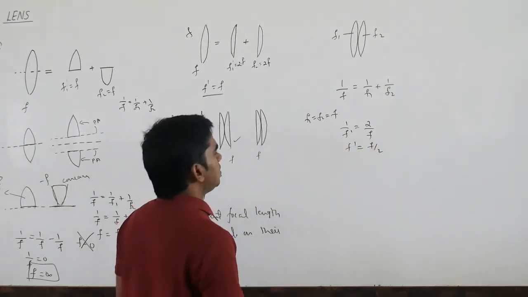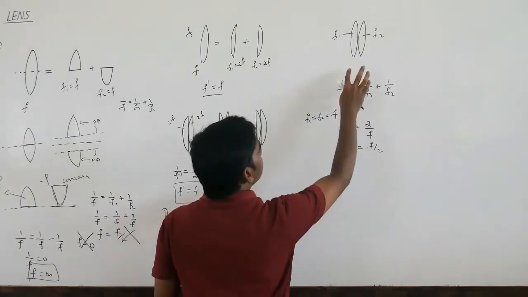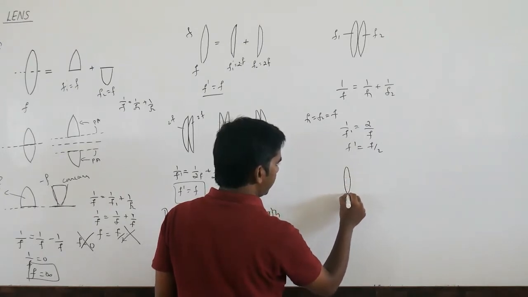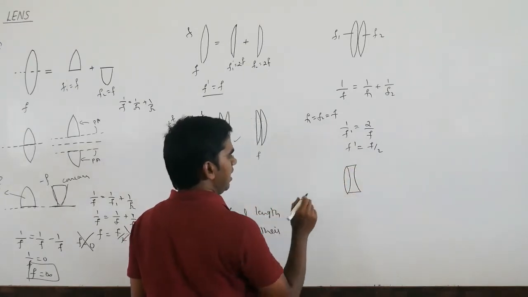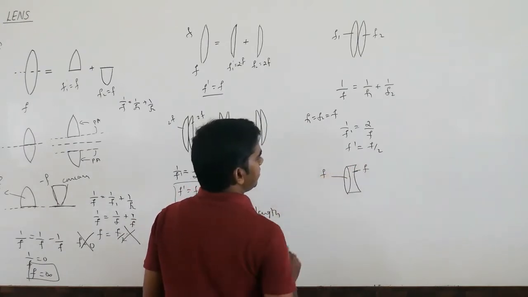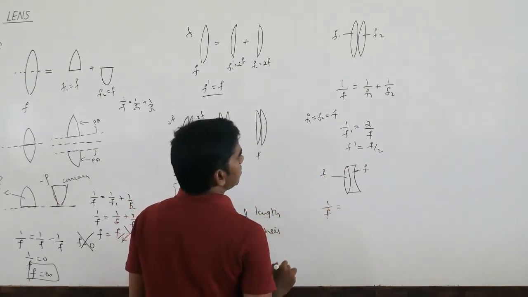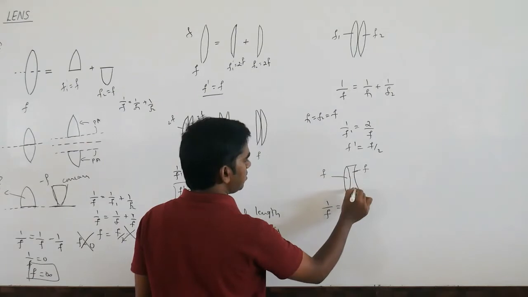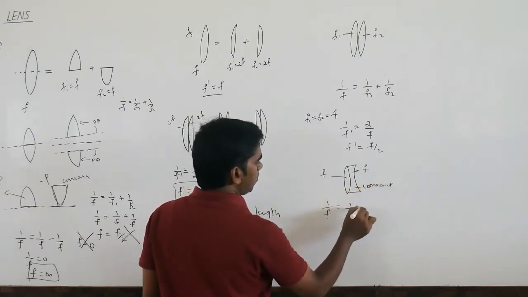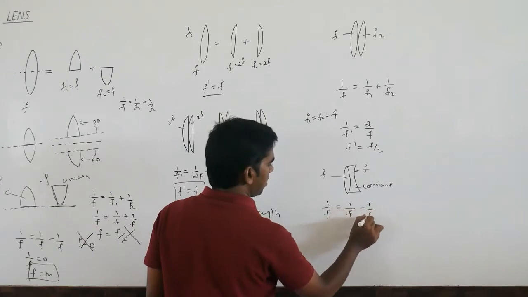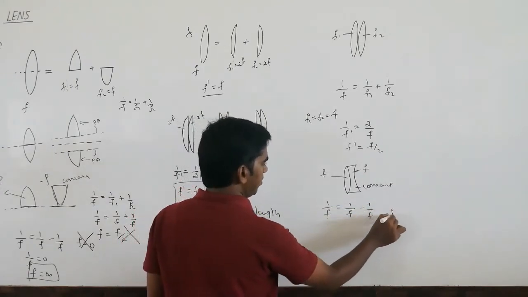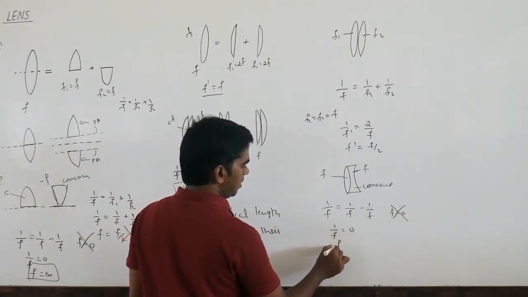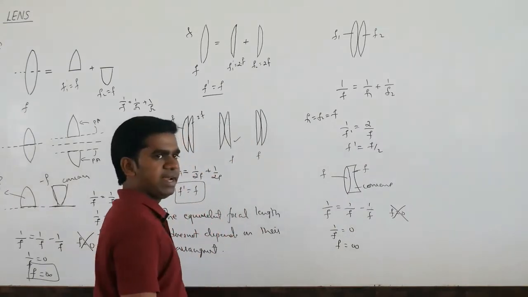Okay. So what we can do here, instead of this one, if I take one convex and another concave, with the same focal lengths f and f, now what will happen? 1 by f dash equals 1 by f, and this is a concave, so it will become negative, minus 1 by f. So again what people will do, people will write f equals 0, that is going to be wrong. So 1 by f equals 0, so f will become infinite.